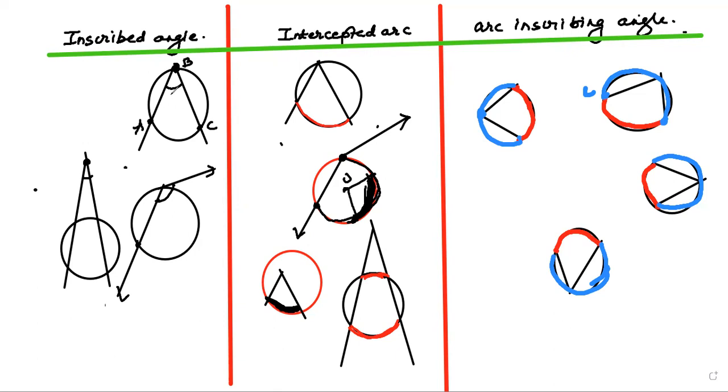So remember, children, what did I say about an inscribed angle? Then I told you intercepted arc. जो arc दोनों sides के बीच में फंस गया उसको intercepted arc बोलते हैं. Then the arc containing the inscribed angle. These blue arcs are arcs inscribing an angle. So I just tried to tell you in short all these three, children. Let's go ahead. Now we go to something very important, children.